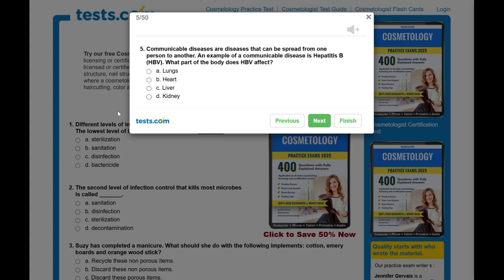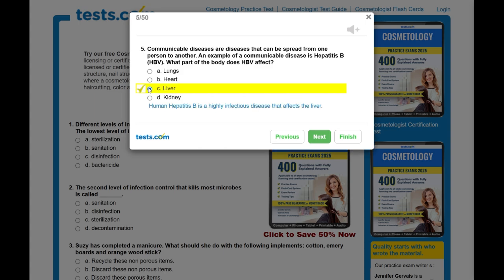Question 5. Communicable diseases are diseases that can be spread from one person to another. An example of a communicable disease is hepatitis B, HBV. What part of the body does HBV affect? A. Lungs, B. Heart, C. Liver, D. Kidney. C. Liver. Human hepatitis B is a highly infectious disease that affects the liver.